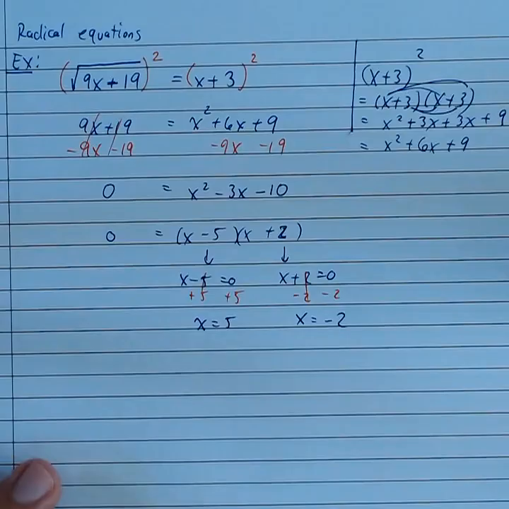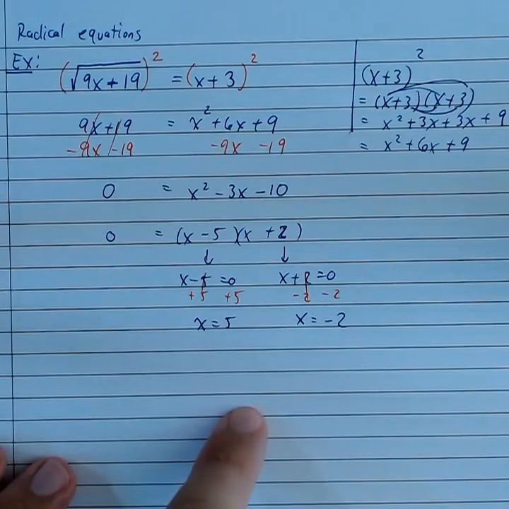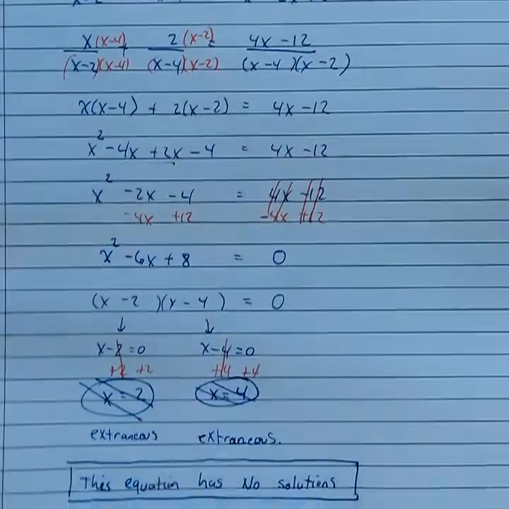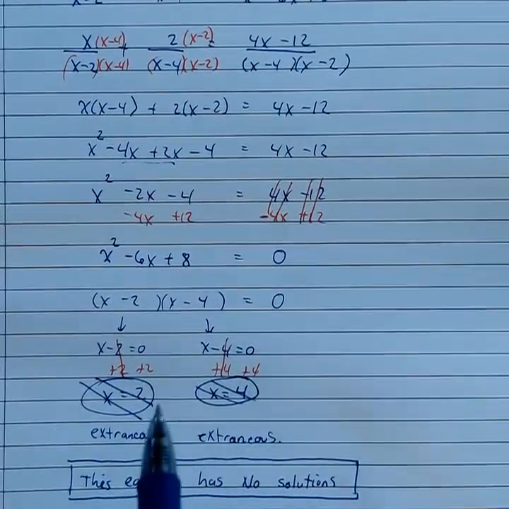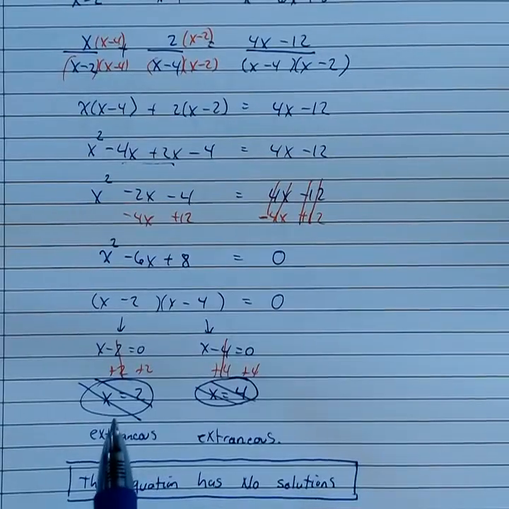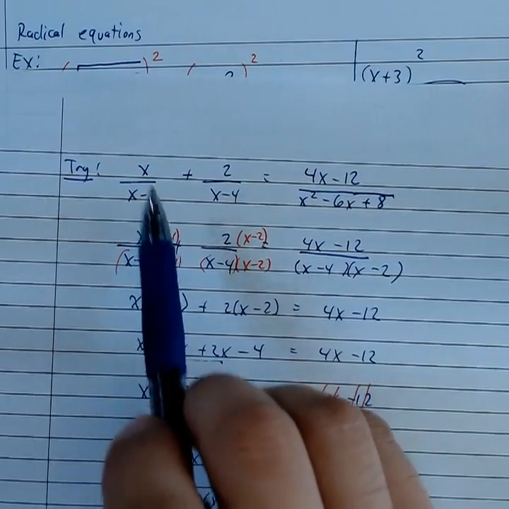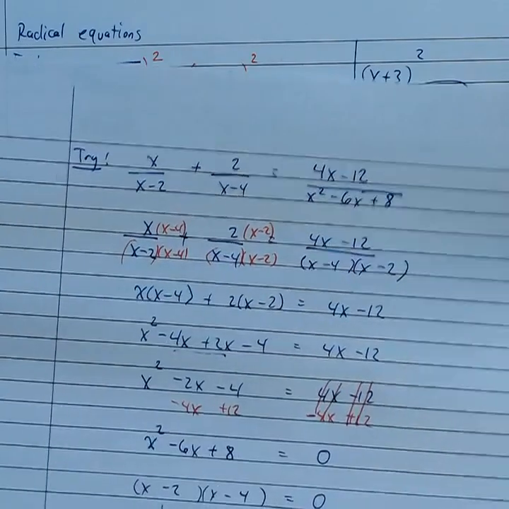All right. Now, once again, you have to check these. Just like with a rational equation, you may have extraneous solutions, but for a different reason. With a rational equation, the reason you can have an extraneous solution is because when you plug in the number, it gives you a 0 in the denominator. And if you get a 0 in the denominator, the whole thing's just undefined.